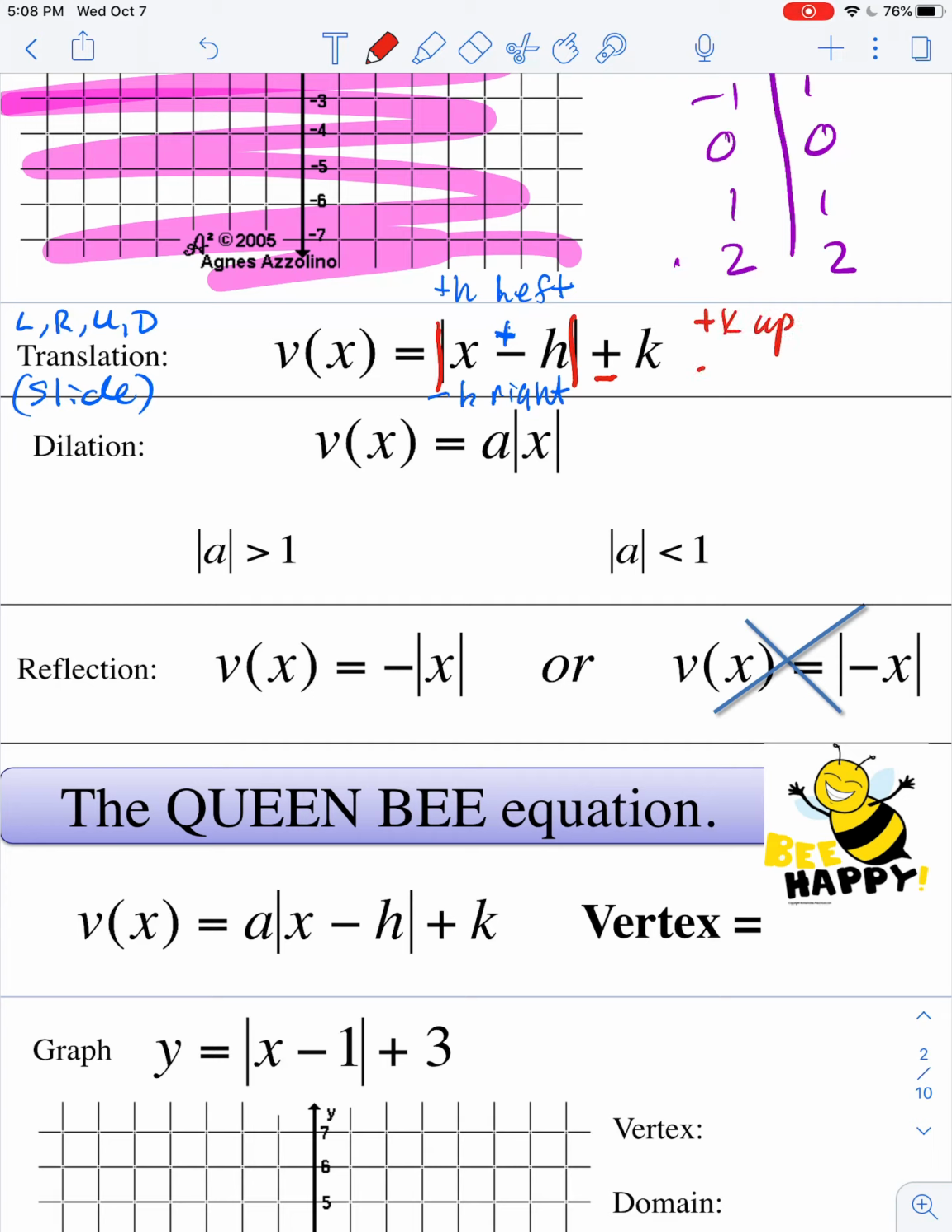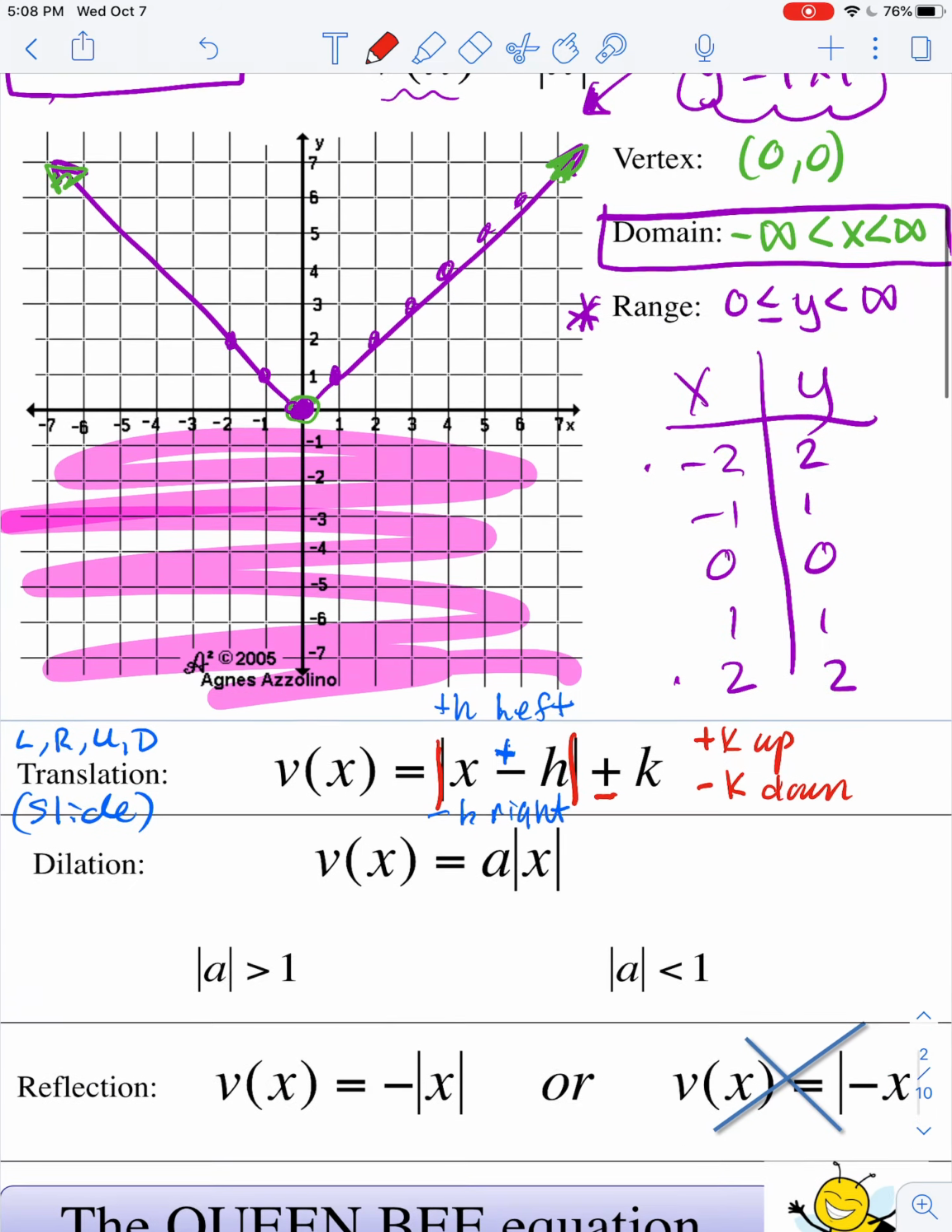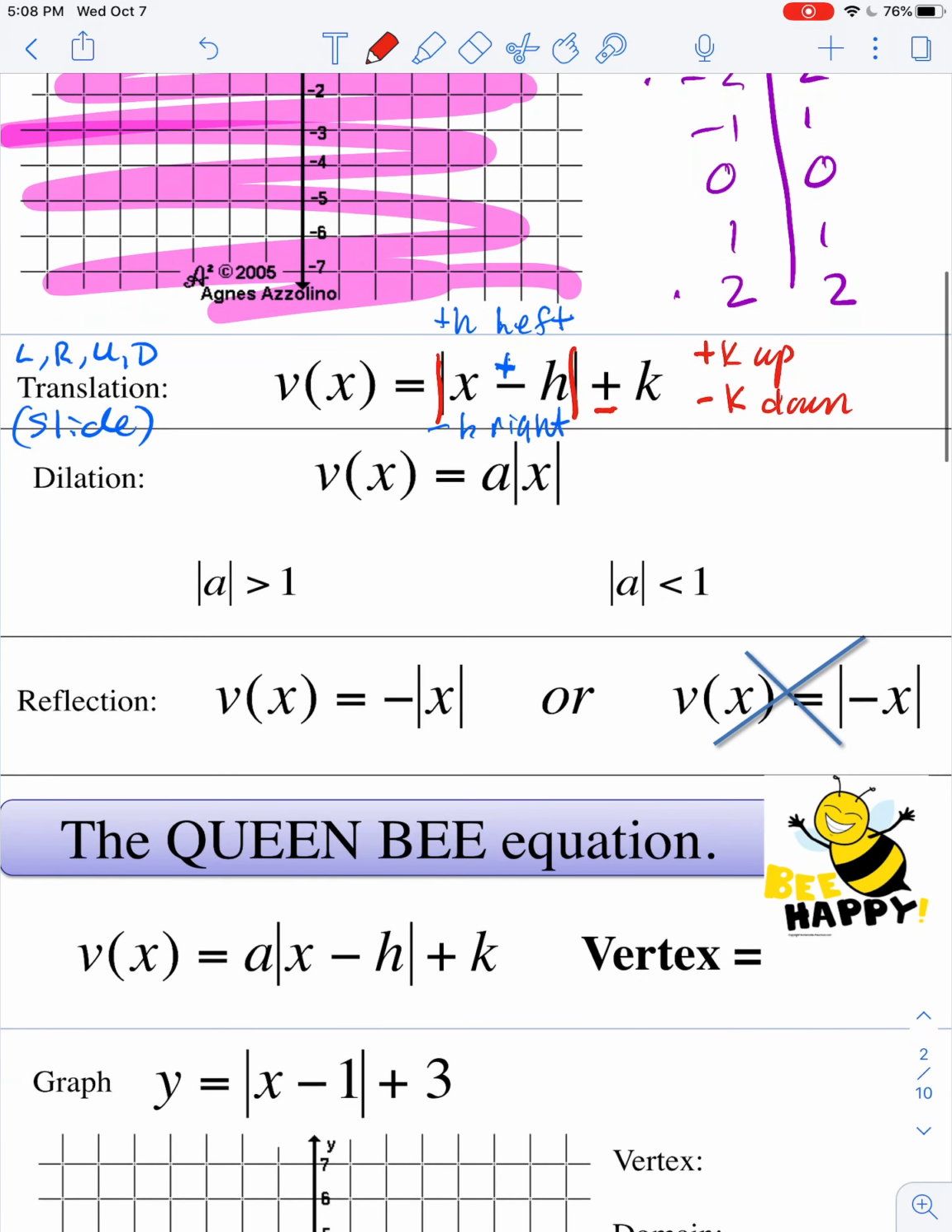A positive k is going to move the graph up k units. A negative k is going to move the graph down k units. So as you're translating it around, you're going to be moving the vertex. Because if I took this graph and moved it up, down, left, right, the vertex is the key point and that's going to be moving. So we're going to take a look at how those movements change our vertex when we put it all together.